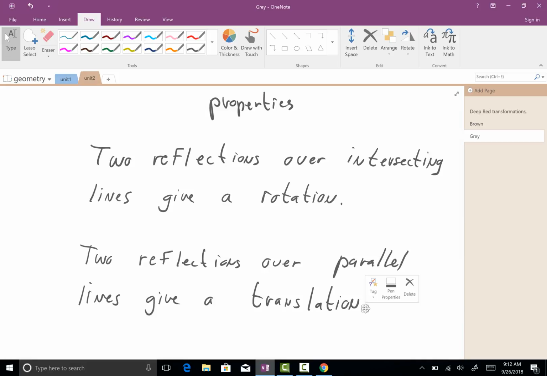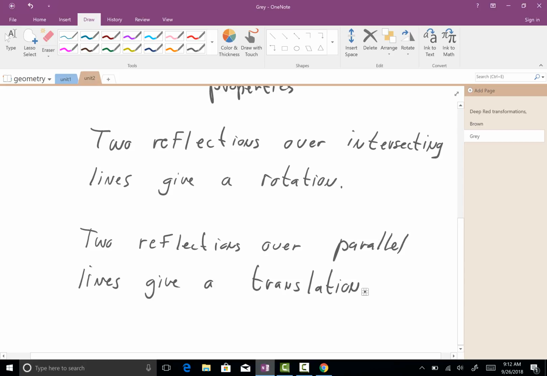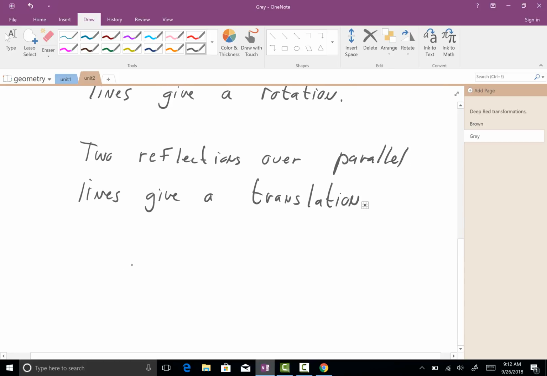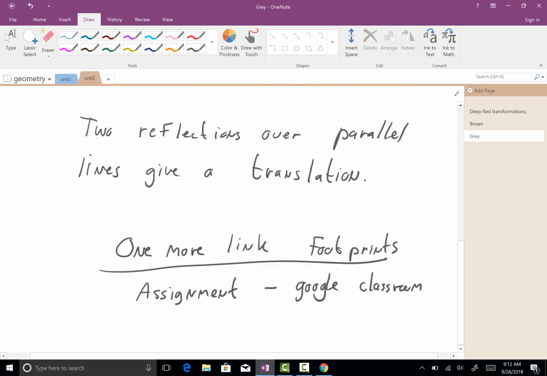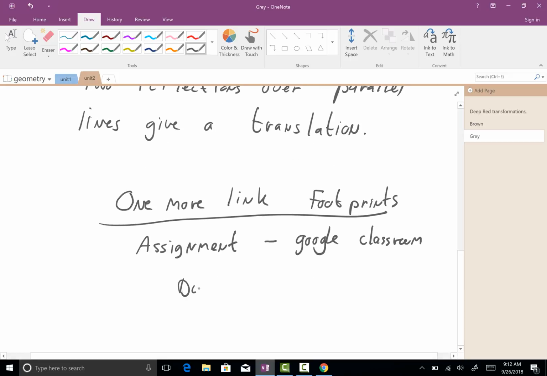So here's what I'm going to suggest. There's one more link you should take a look at. It's called footprints. I'm going to let you work on that, and I'm going to hand out this assignment for you. So you could do both. The assignment has a Google Classroom problem in it, and it's the last one. So you probably want to work on that one while you have access to the internet and everything else. And we're going to turn that in Friday.